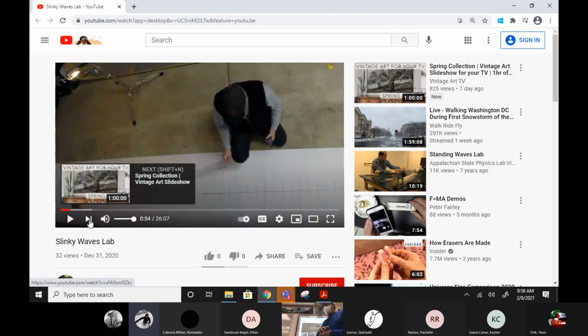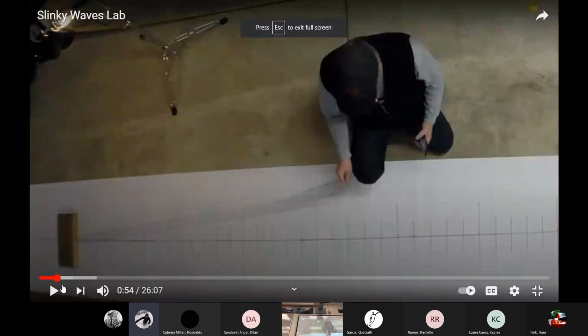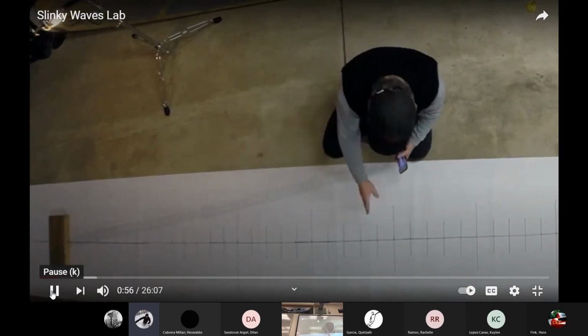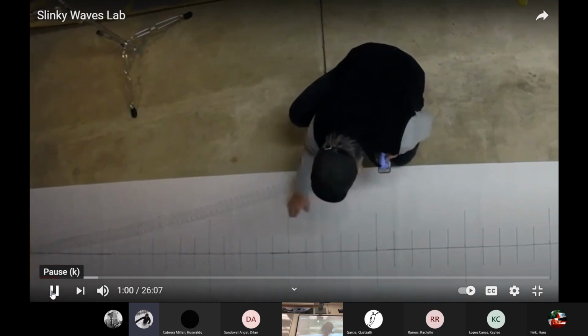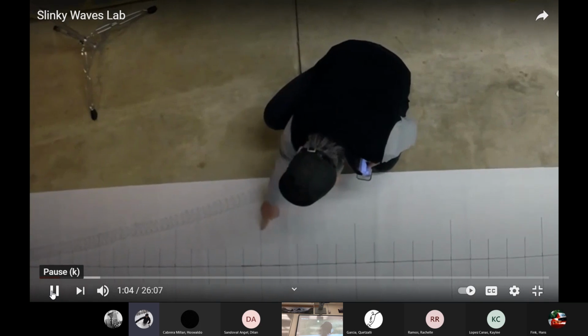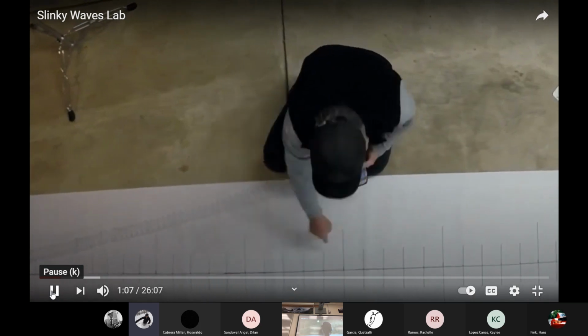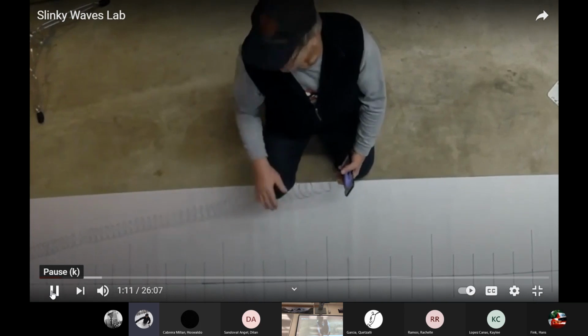Okay, we're going to go back to the video and we're going to do a diagram of these waves moving down the length of the Slinky. So what you're going to see and what we're going to do is make some measurements using these marks on this paper. Every one of these marks is 10 centimeters apart. Every fifth mark is bigger. Every 50 centimeters is bigger, just to make it a little easier for you to measure.